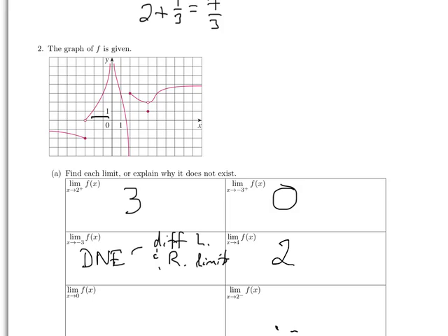Finally, the limit as x approaches 0. As x gets close to 0 from either side, this way or this way, the function is headed towards plus infinity. So don't write DNE, since we can see from both sides that it's going to infinity. We'll just write infinity here.